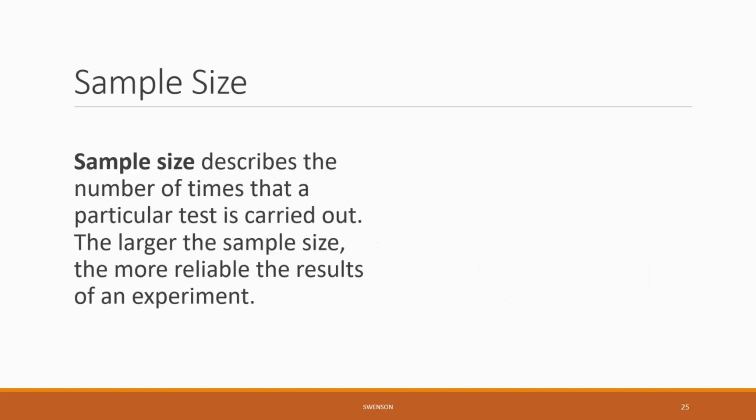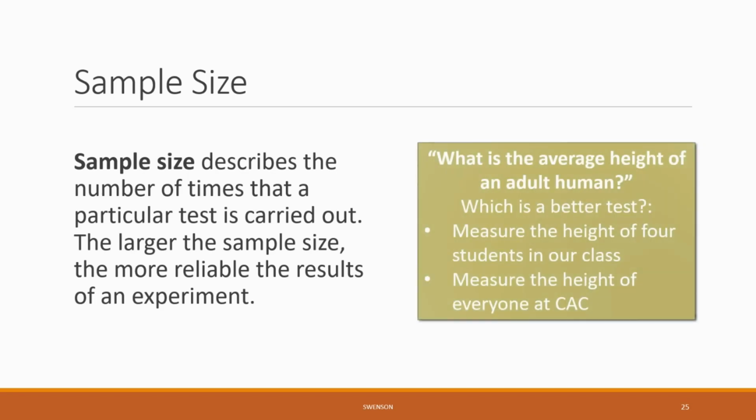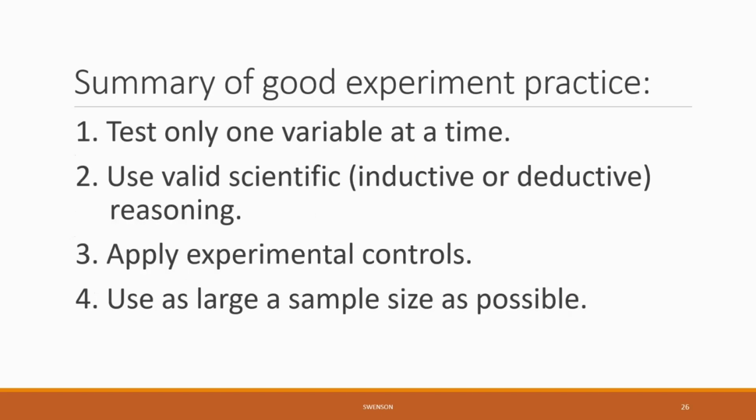Sample size describes the number of times that a particular test is carried out. The greater the size, the more confidence we can have in the outcomes. Following this checklist will increase your odds of a successful experiment: testing only one variable at a time, using valid scientific reasoning, whether inductive or deductive, applying experimental controls, and having a large sample size.